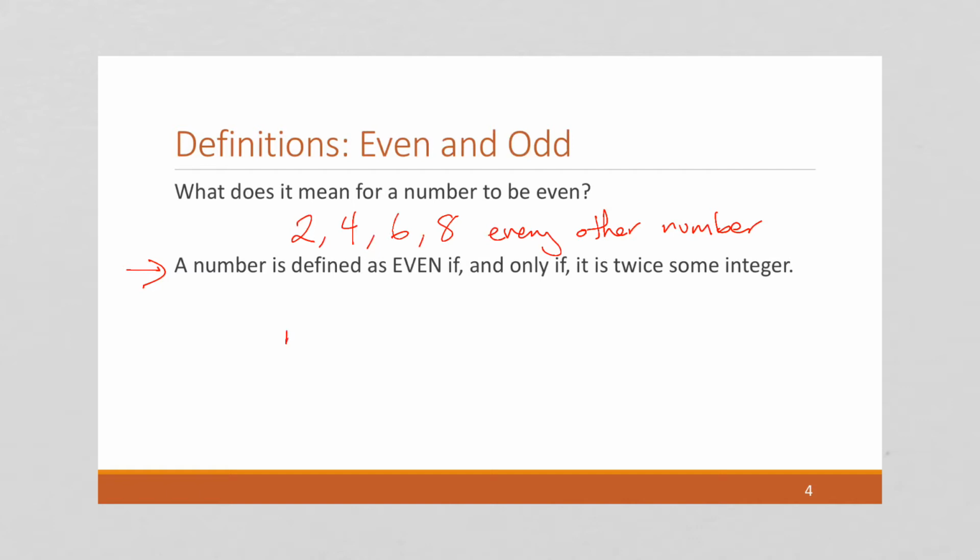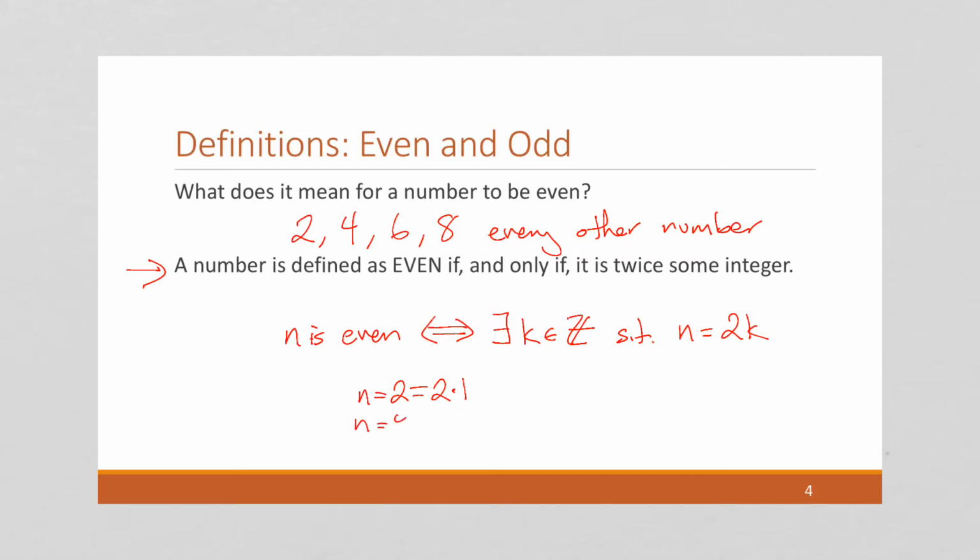Well, we could say n is even if and only if there exists some integer, let's call it k, such that n equals 2k. So think about that for a moment. For 2, if n is equal to 2, well, 2 is equal to 2 times 1, and that 1 is an integer, so 2 is even.